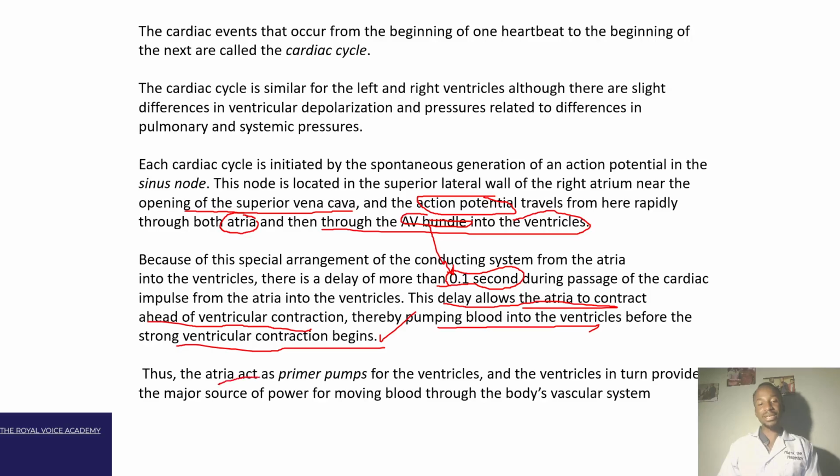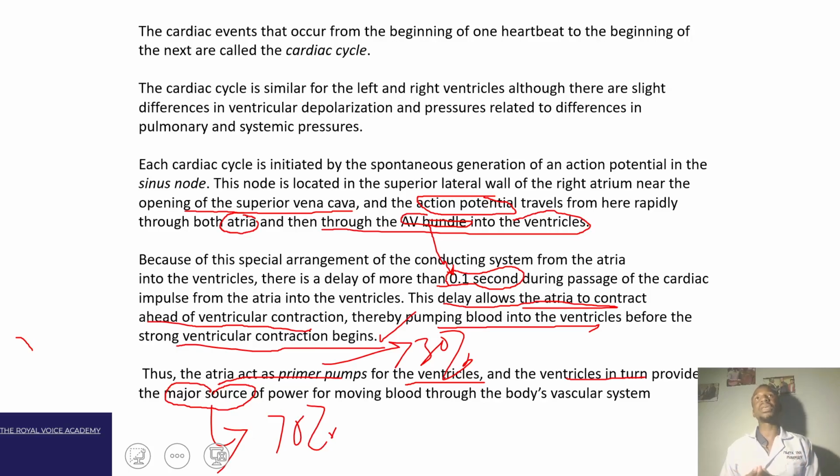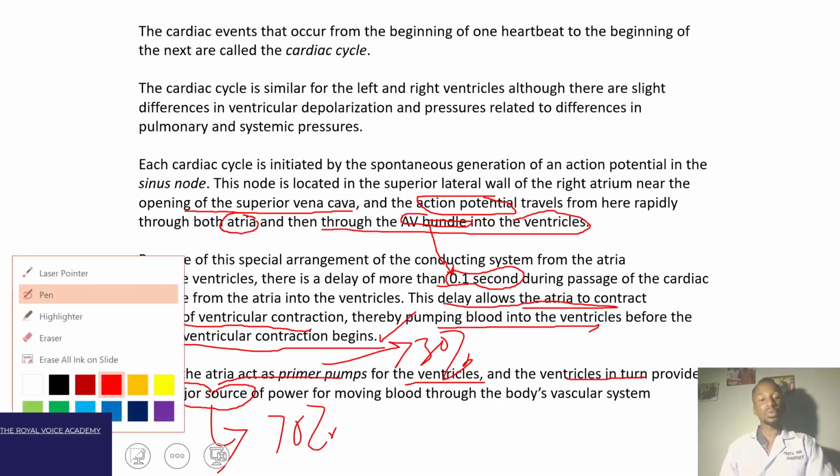Thus, the atria act as primer pumps for the ventricles, and the ventricles in turn provide the major source of power for moving blood through the body's vascular system. So the amount of force that is being produced here is close to 70%, and the atria will only produce 30%. And so we've said because the atria are simply acting as primer pumps, what they are doing is simply increasing the efficiency of the pumping of the heart by 30%, nothing more than that. So I think that has been well covered in that slide.